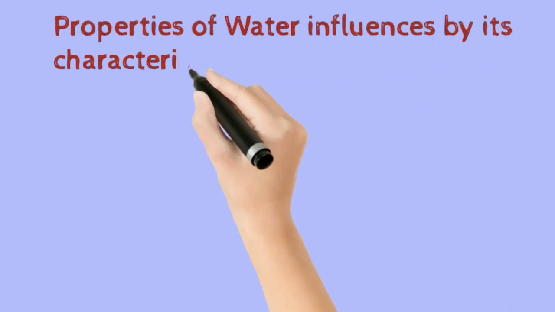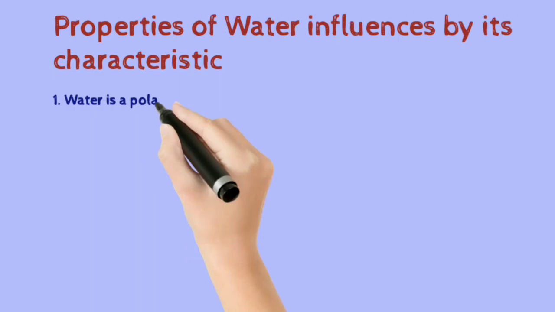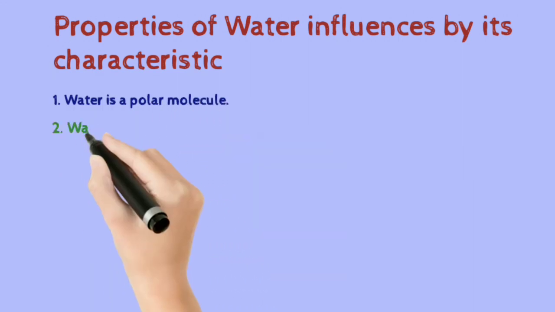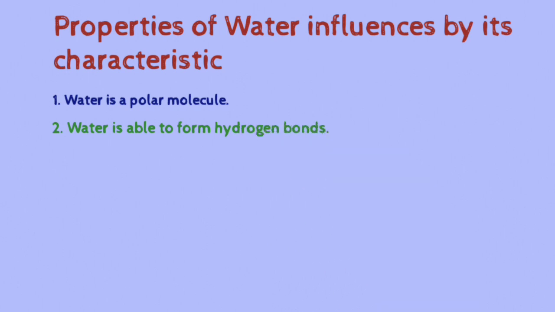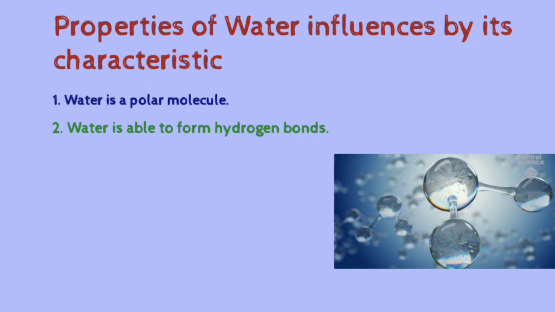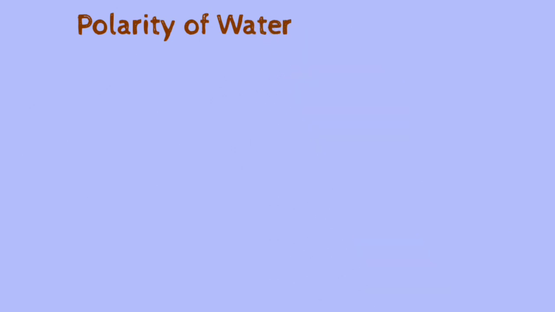There are 2 properties of water influenced by its characteristic. 1. Water is a polar molecule. 2. Water is able to form hydrogen bonds. Firstly, we will look at the polarity of water.